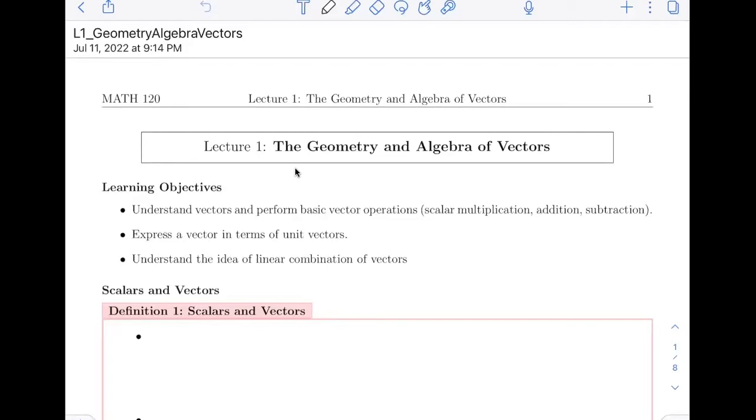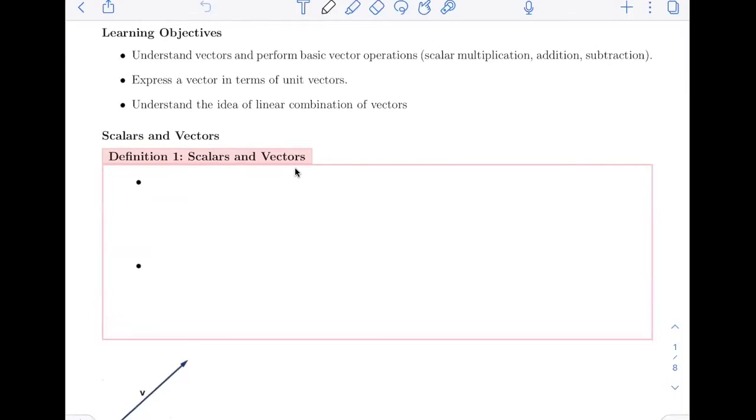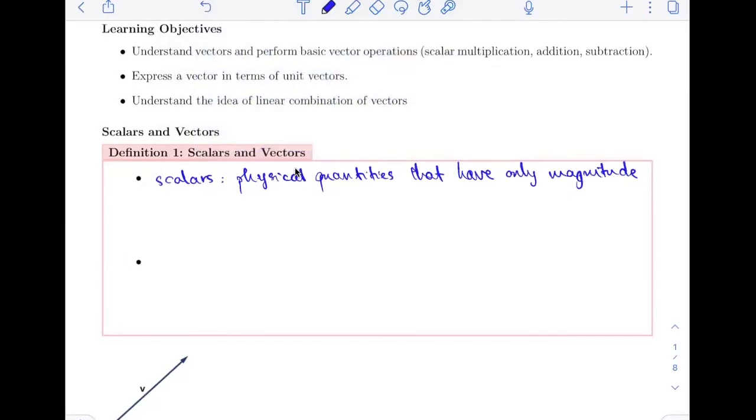Before we go into the details of vector operations, unit vectors, or linear combinations, we need to understand what scalars and vectors are. The definition I would like to give you is for scalar. It's a physical quantity that has only magnitude. Examples are the distance from point A to point B, the pressure if you apply a pressure on a certain object, or the temperature. Those distance, pressure, and temperature are scalars.